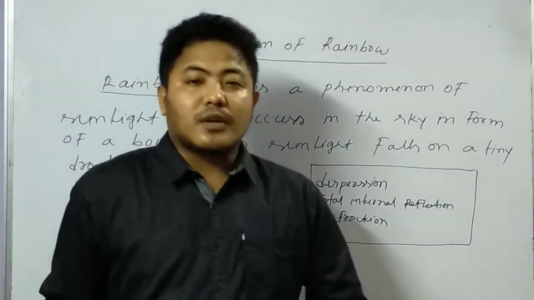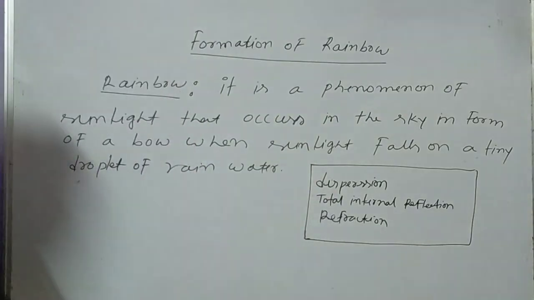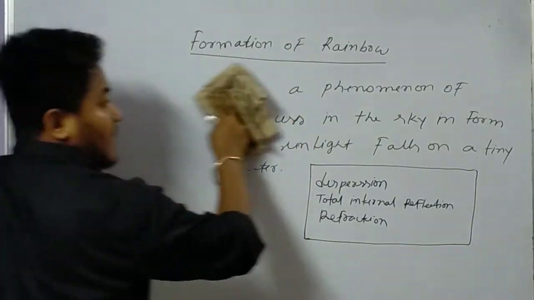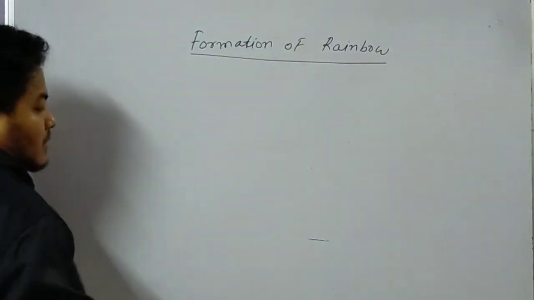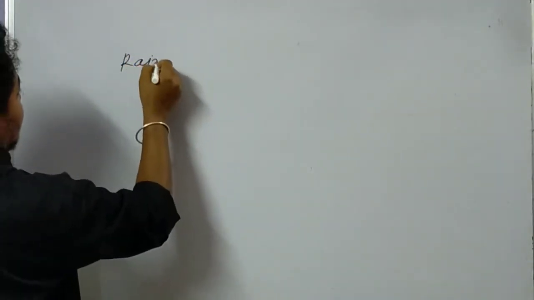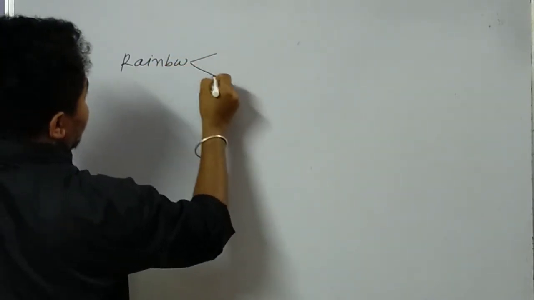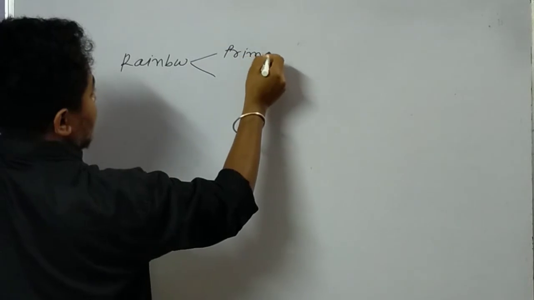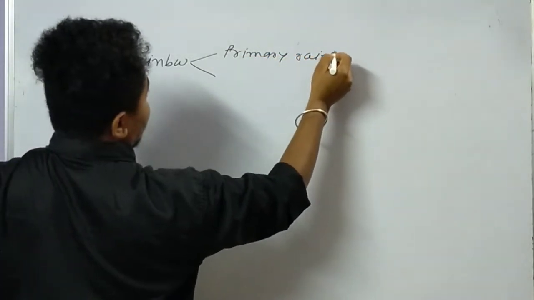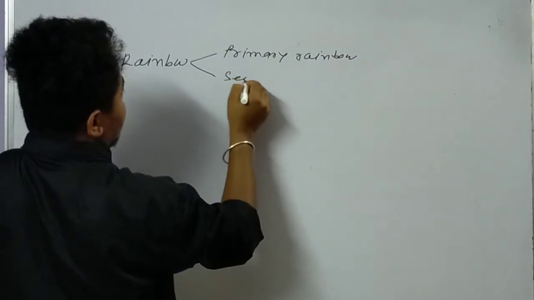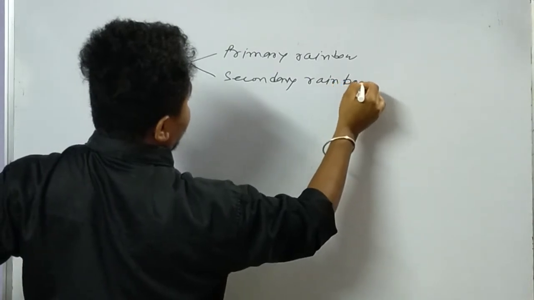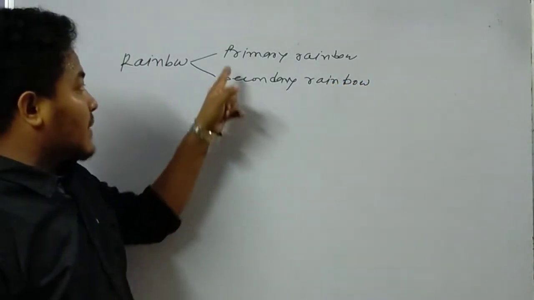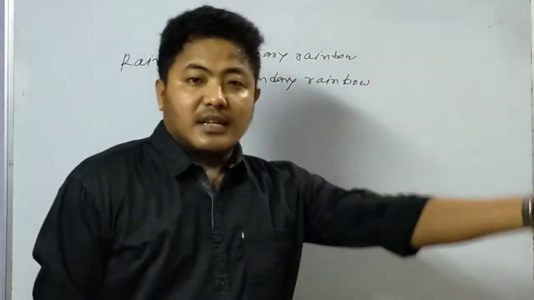And rainbows are also classified into two types. You can write the types of rainbow. Rainbow is of two types: one is the primary rainbow, and another is the secondary rainbow. Like that, a rainbow is classified as primary rainbow and secondary rainbow.